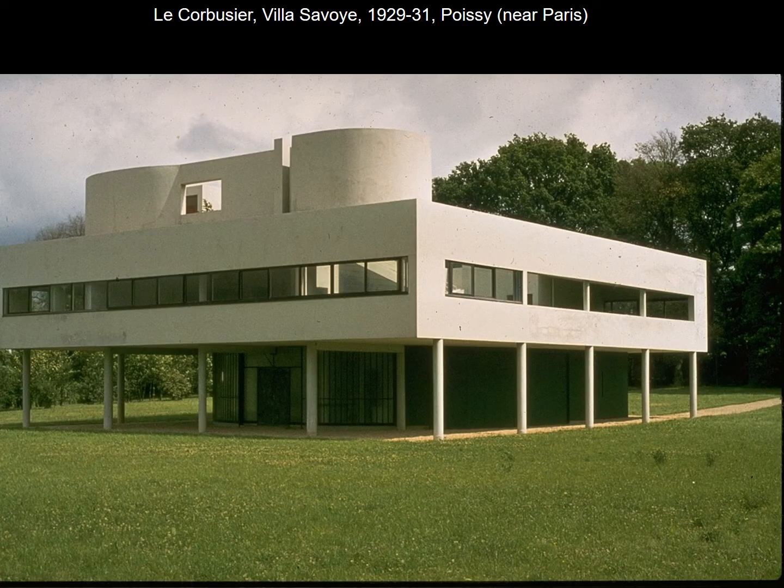Now, this is the Villa Savoye, designed by Corbusier. It is near Paris. It's a single family home. And right off the bat, you can see the differences between this structure and, for example, the Robie house.